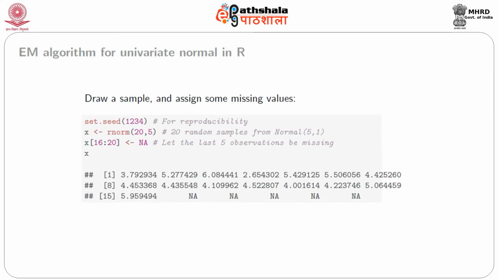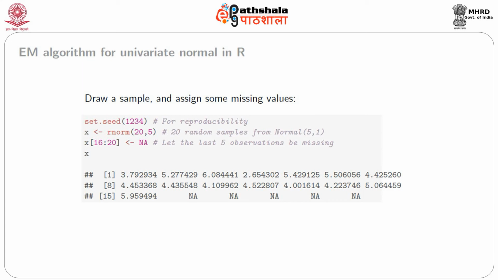Now to run it, we can draw a sample and assign some missing values. For that we set the seed at any number. Here we have set it at 1, 2, 3, 4, and then we generate a vector x, randomly chosen, of 20 observations from mean 5 and standard deviation 1, and then we make the last 5 observations NA. So x 16 to 20 is NA.